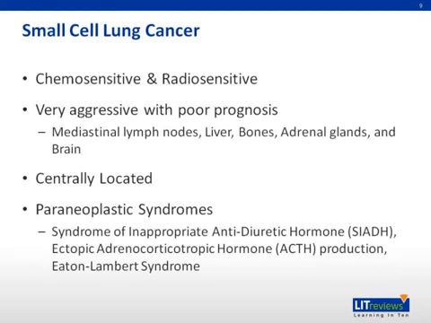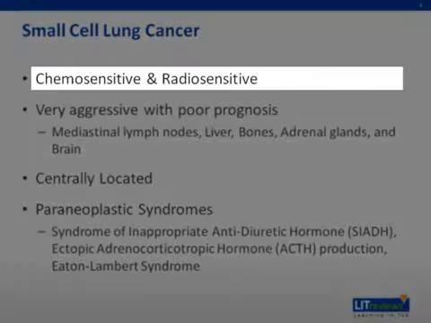Okay, so let's talk about small cell lung cancer first. On these slides, my objective is just to give you the high points, which, if you're going to be tested on the subject, they will more than likely test you off one of these bullet points. So it's important to know that small cell lung cancers are chemosensitive and radiosensitive. Approximately 80 to 90% of patients who receive chemoradiation for small cell lung cancer will have shrinkage of the tumor.